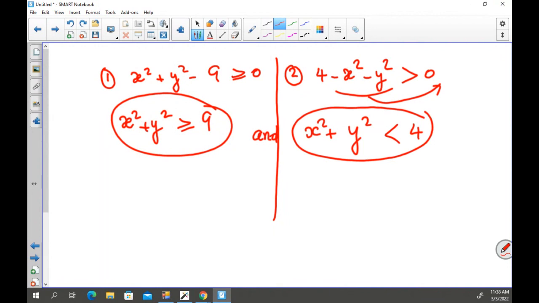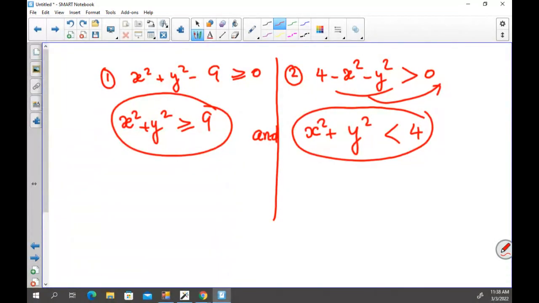But actually, this question has a problem. Because x squared plus y squared must be greater than 9, and it must also be less than 4. So it's not possible. So there is a slight problem with this question.